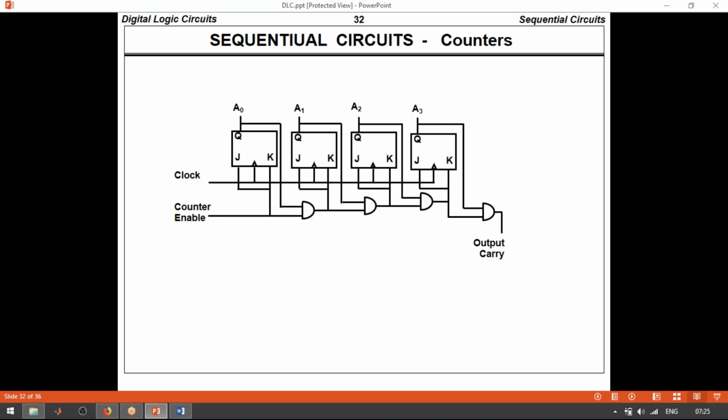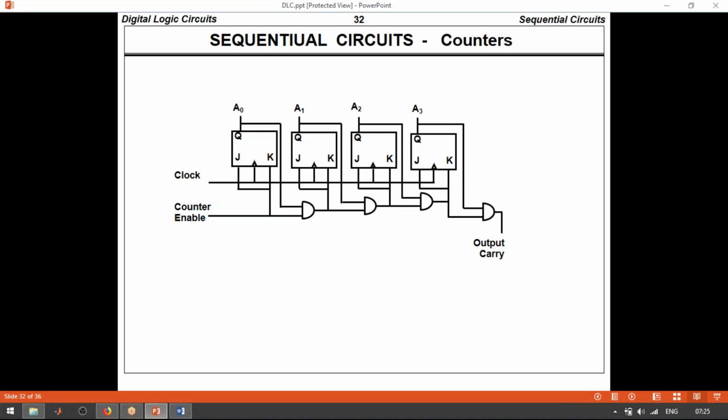So in a synchronous counter, what we are doing is just applying the clock pulse. Here, if you are seeing, this is a synchronous counter because the clock pulse is common for all the flip flops, and this is a counter enable, and the J and K flip flops are interconnected. That means the J and K terminals are interconnected, and connected to a terminal called counter enable.